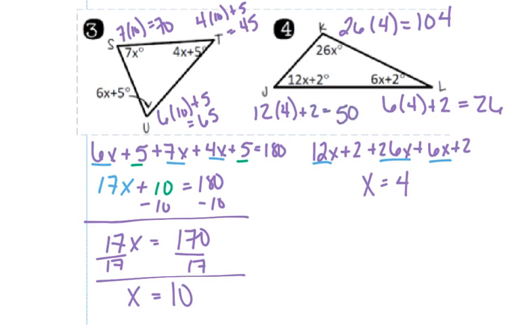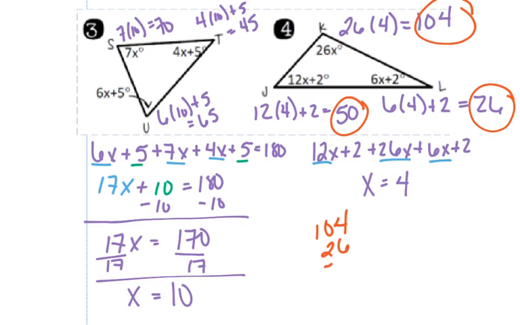And what should happen? I should be able to take all of these angle measures and add them up again. 104 plus 26 plus 50, and when I add them up, I should get 180. If I don't get 180, then I have messed up somewhere.